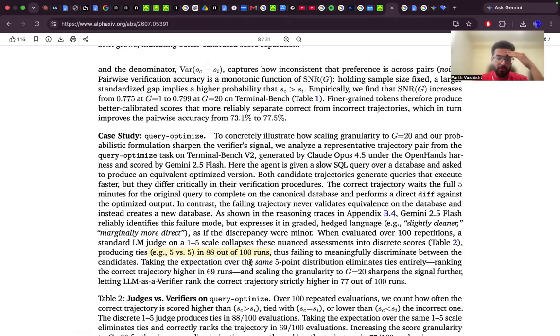Taking the expectation over the same 5-point distribution eliminates ties entirely, ranking the correct trajectory higher in 69 trials. This is a big improvement. And scaling the granularity to G equal to 20 sharpens the signal further, letting the LLM as a verifier rank the correct trajectory strictly higher in 77 out of 100 trials.